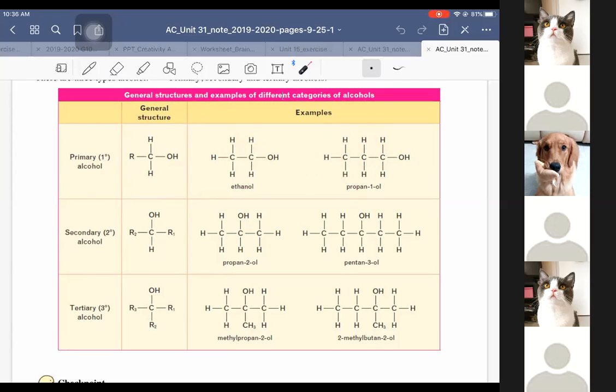Again here, one alkyl group attached to that carbon with the hydroxyl group. Hence, we call this primary alcohol. For the second row, we got the secondary alcohol. Here, we got this carbon attached to the hydroxyl group, but now we have two alkyl groups, R1 and R2. So this is called secondary alcohol. And similarly, if we have three alkyl groups attached to that carbon with the hydroxyl group, then we call it tertiary alcohol. Okay?